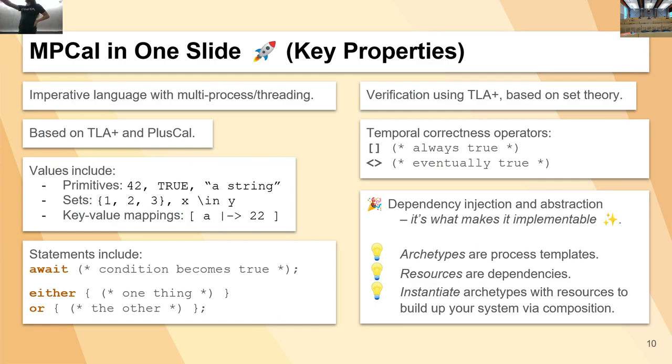Okay. So as a quick cheat sheet in one slide, which normally I really skim over, but just so that you know, it's an imperative, multi-process, multi-threaded language. The values are what you remember them to be from the previous presentation. You've got primitives, sets, key value mappings. It's surprisingly similar to a JSON-like thing. That's the vibe. It's not JSON, but that's the idea.